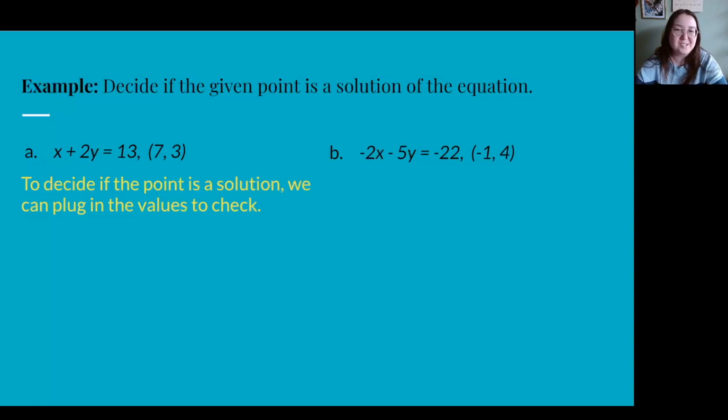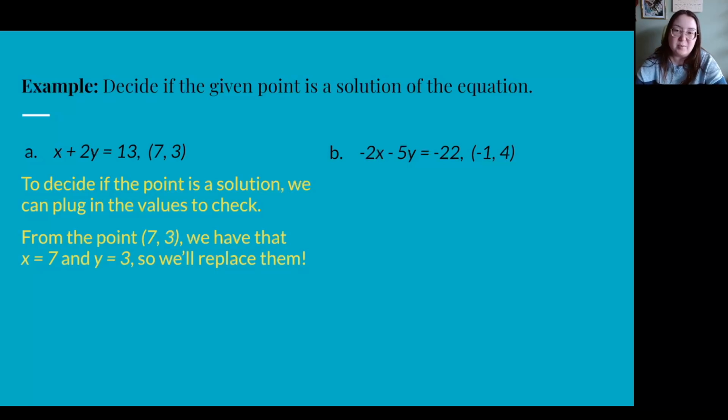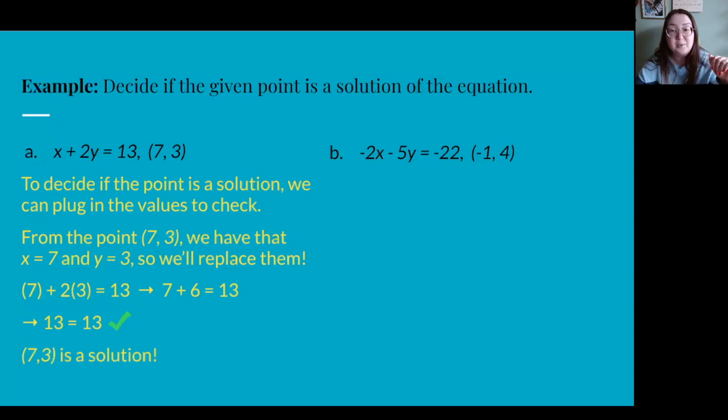To decide if the point is a solution, we can plug in the values to check. From the point 7 comma 3, we'll have that x equals 7 and y equals 3, so we will replace them. This means that instead of x plus 2y equals 13, we're going to have 7 plus 2 times 3 equals 13. So we're replacing x and y. 7 is just 7, and 2 times 3 is 6, so we'd say 7 plus 6 is 13. We want to verify this is true. 7 plus 6 is 13, and 13 does equal 13. Since that is a true statement, we would say that 7 comma 3 is a solution.